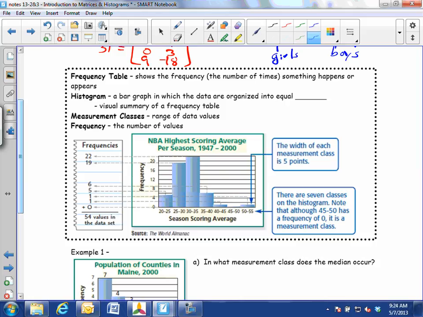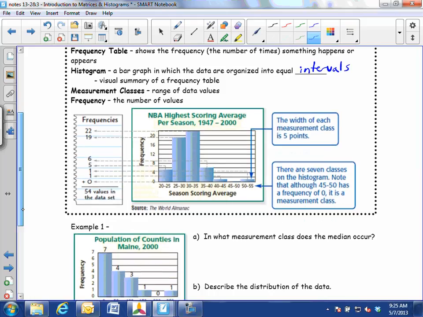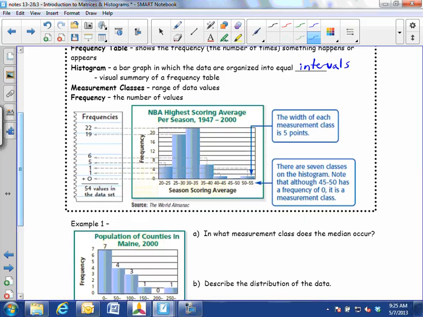So a histogram is a bar graph in which the data are arranged into equal widths, equal measurements. What's the word I'm looking for? Equal intervals. Oh, that's true. Equal intervals. Alright. Measurement class is the range of the data values, and the frequency is the number of the values.